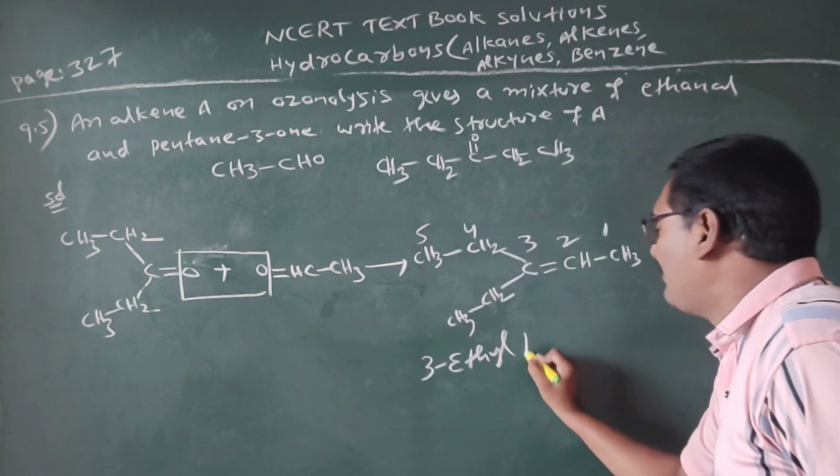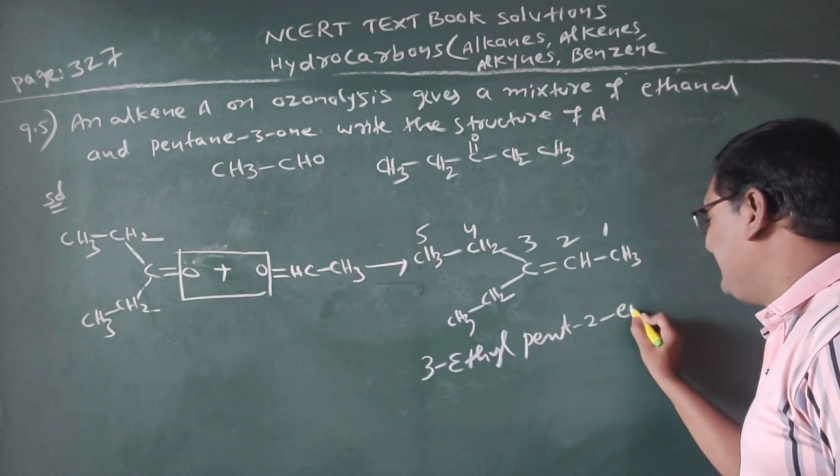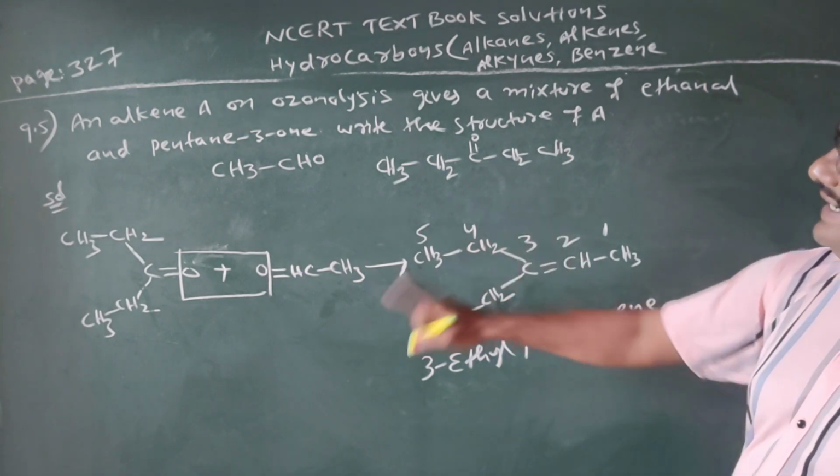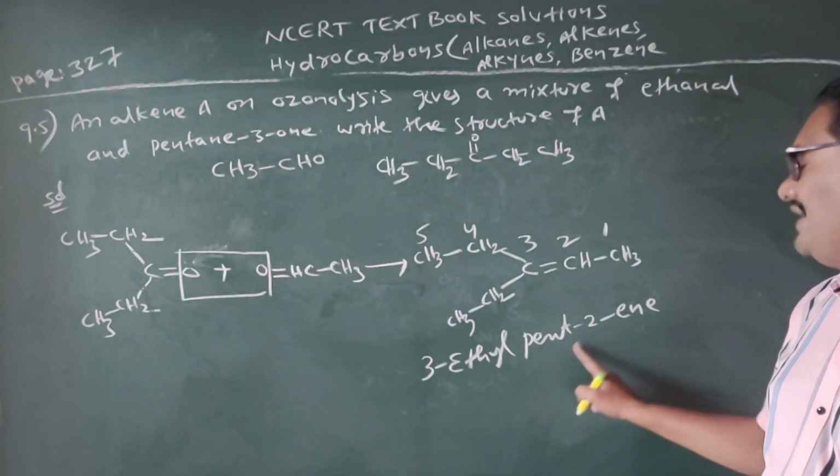3-ethyl. 5 carbons means pent. The second position contains ene. Pent-2-ene. It is the answer. The alkene A is 3-ethylpent-2-ene, that is the answer.